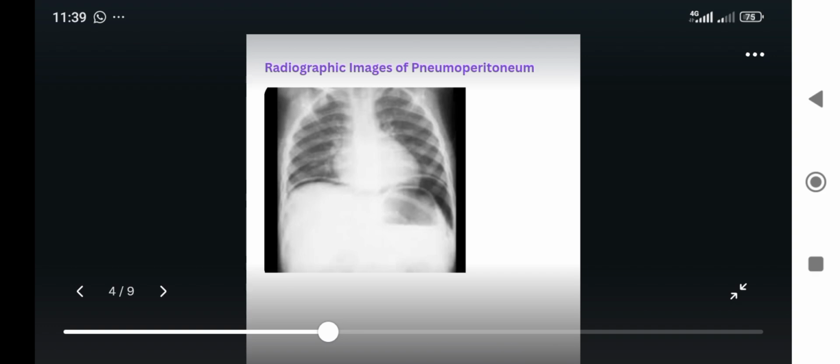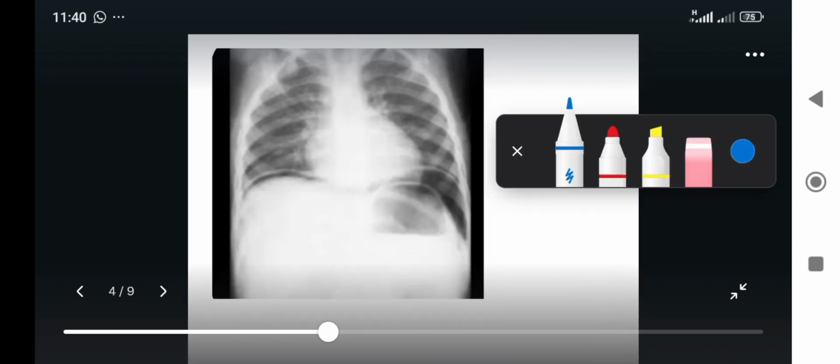So let's look at some images and see how these things appear in real actual sense. We'll not just look at the theoretical basis. This is chest X-ray. We can see this is pneumoperitoneum, the dark crescent shaped structure there. Then this is another pneumoperitoneum, free air here.